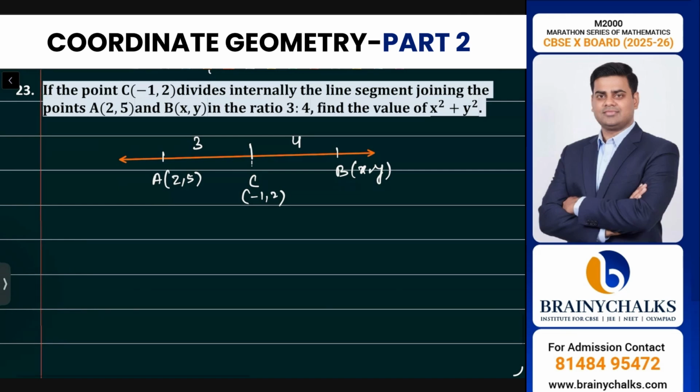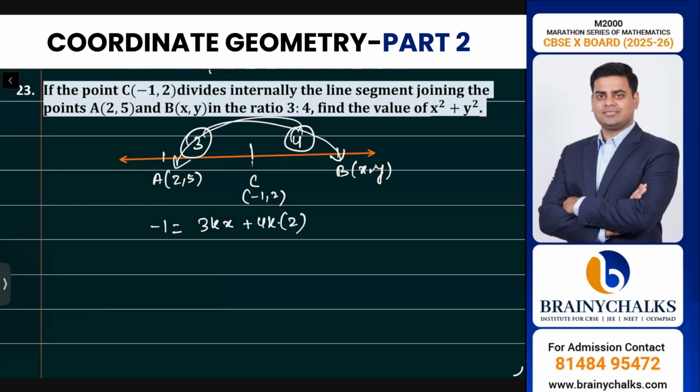So for the C coordinate, minus 1 is equal to, I can write, 3 into, that is 3k into x plus 4k into 2, by m plus n, 3k plus 4k. So that is 7k into minus 1, minus 7k equal to 3kx minus, sorry, y, right? Y.